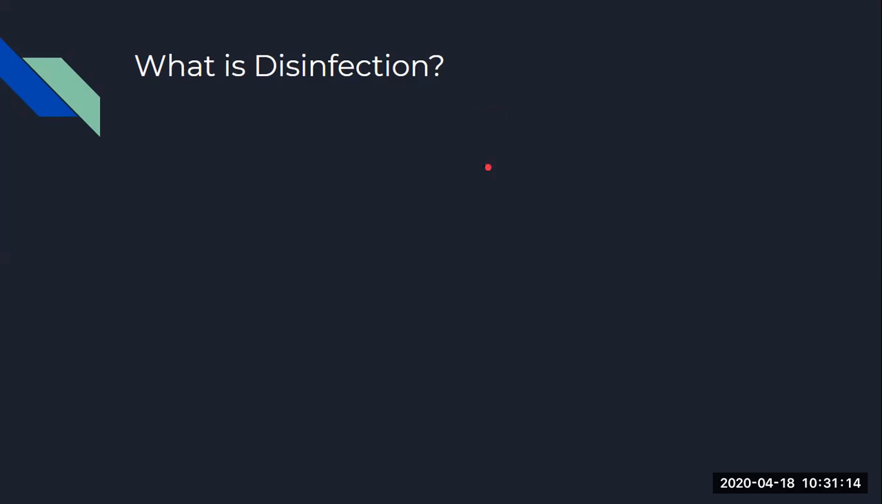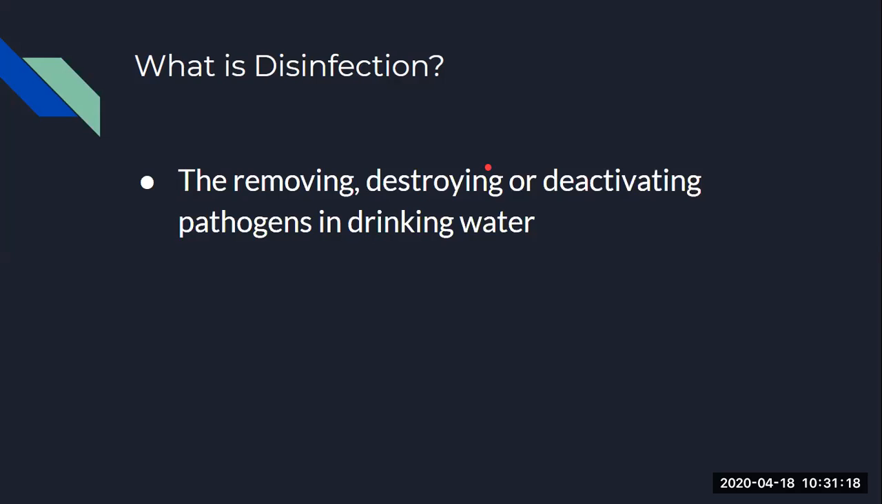But what is disinfection? Disinfection is the removing or destroying or deactivating of pathogens in drinking water. So we're either removing them by filtration, or we're destroying or deactivating them. With certain types of pathogens like bacteria, we can bring down the concentration to a very, very low level where it may not show up in most of our tests. But if disinfection is not maintained through a residual, this bacteria can multiply, and then we can have a problem with bacteria again. That's one of the reasons why we want to maintain disinfection. We're going to go through this in a while.